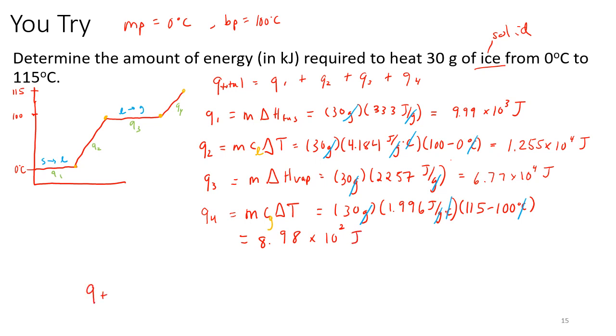The energy associated with all four regions of our heating curve, or Q total, will be the sum of Q1, Q2, Q3, and Q4, which should come out to being 9.12 times 10 to the 4th joules, or 91.2 kilojoules. It's a positive value because everything was an endothermic process.